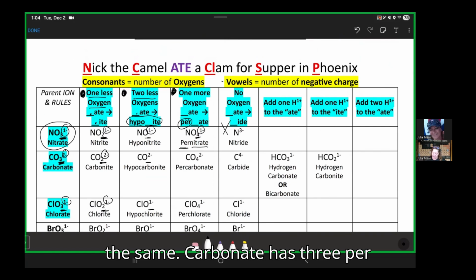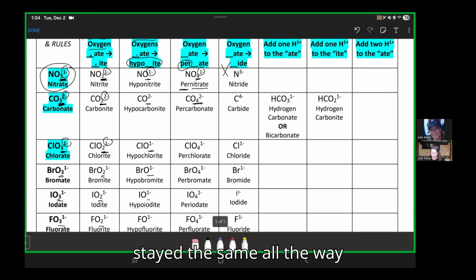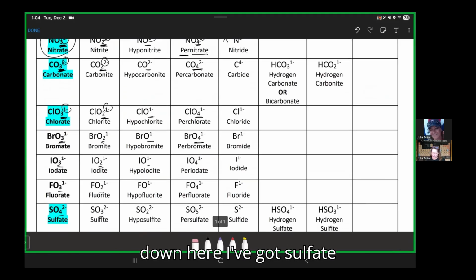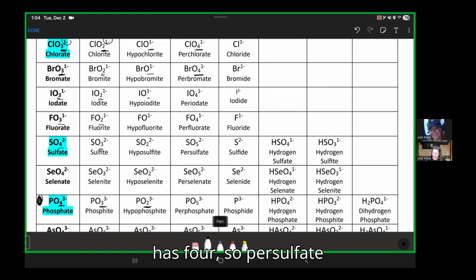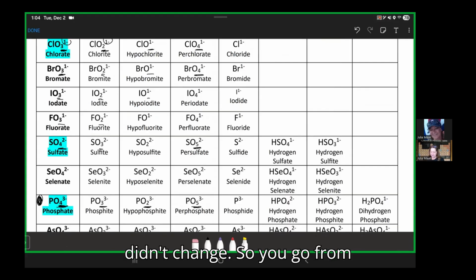Carbonate has 3. Percarbonate has one more. Okay, charge stayed the same. All the way down. Chlorate 3, perchlorate 4. Bromate 3, perbromate 4. Down here, I've got sulfate has 4, so persulfate has 5. Phosphate has 4, so perphosphate has 5, okay? And you notice your charges didn't change.